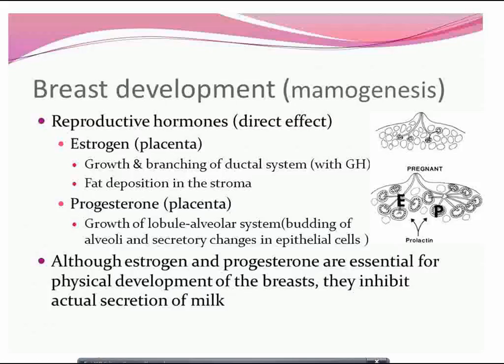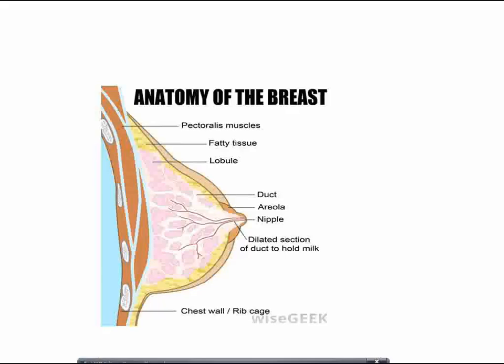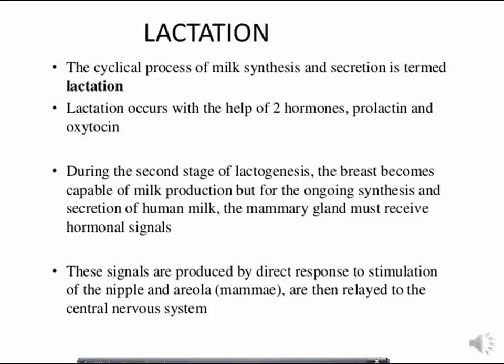The next topic we are going to discuss is lactation. So, anatomy of the breast: on the inside are the muscles, then there is fatty tissue, the lobules, and from the lobules the ducts which are coming and ending at the nipple, and there are dilated areas which can hold the milk. Now, the cyclical process of milk synthesis and secretion is termed as lactation.